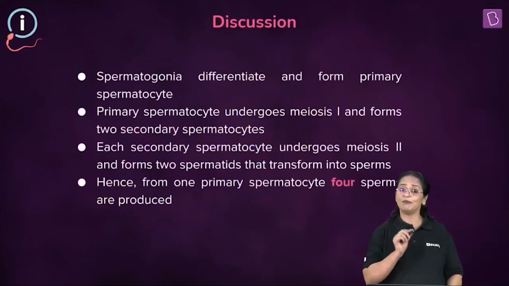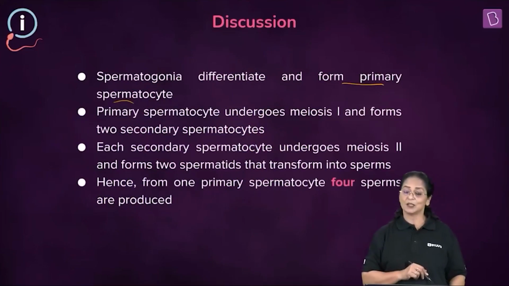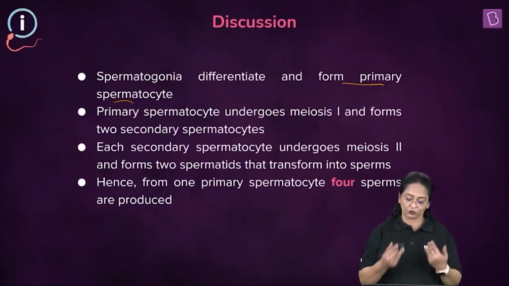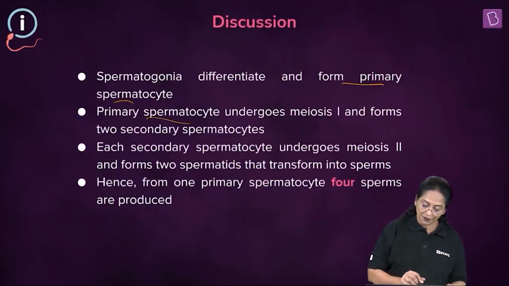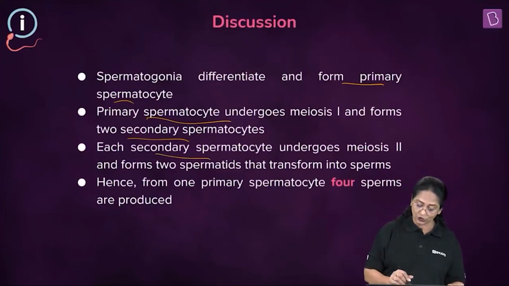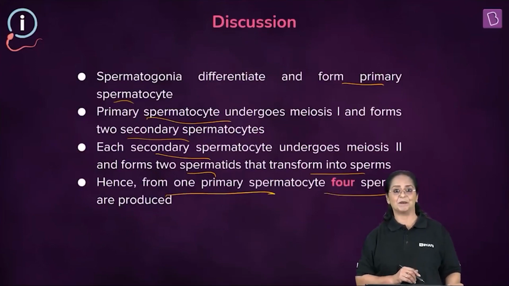So this is a brief explanation of what I just told you. Spermatogonia differentiate to form the primary spermatocytes; they undergo mitotic divisions to form the primary spermatocyte. The primary spermatocyte undergoes meiosis 1 to give rise to 2 secondary spermatocytes, and each secondary spermatocyte undergoes meiosis 2 to give rise to 2 spermatids, which then transform into sperms. So one primary spermatocyte gives rise to 4 sperms.